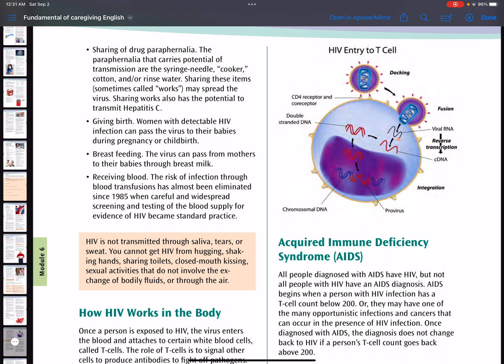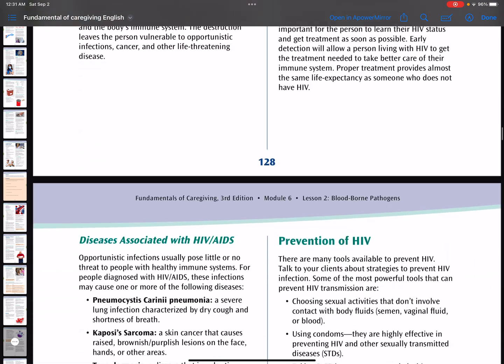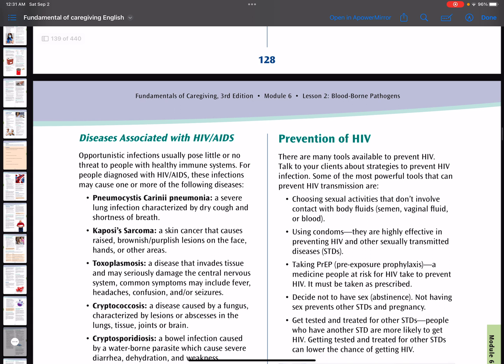How do we prevent HIV? Choosing sexual activities that don't involve contact with body fluids like semen, vaginal fluid, or blood, or using condoms, taking pre-exposure prophylaxis, those are medicines people at risk for HIV take to prevent HIV, or practicing abstinence, not having sex, or getting tested and treated for STDs.